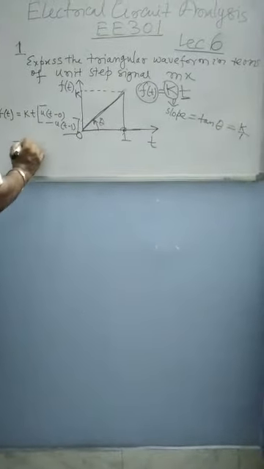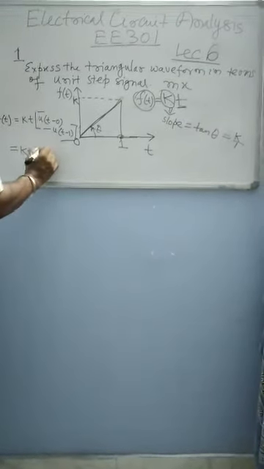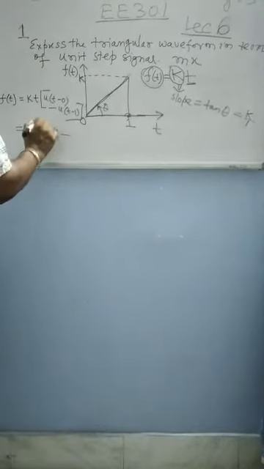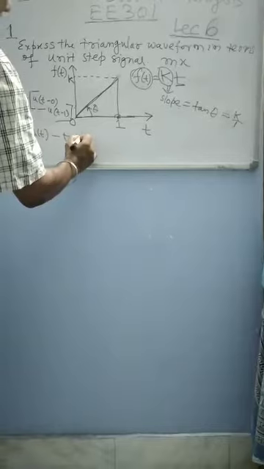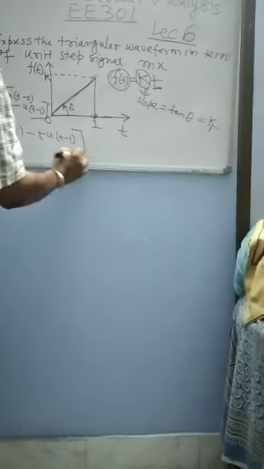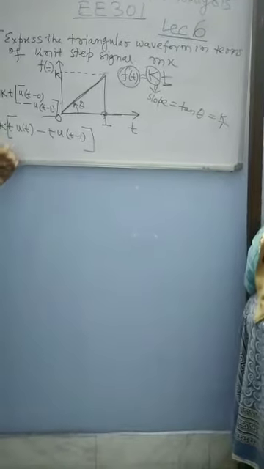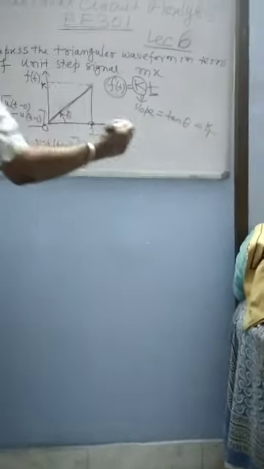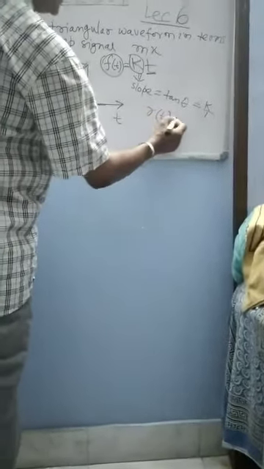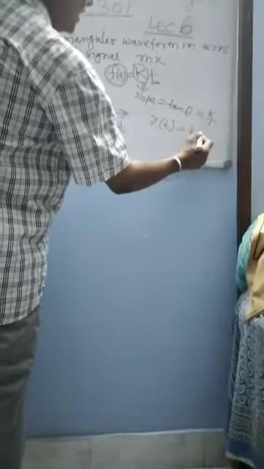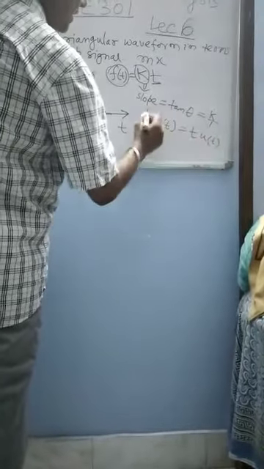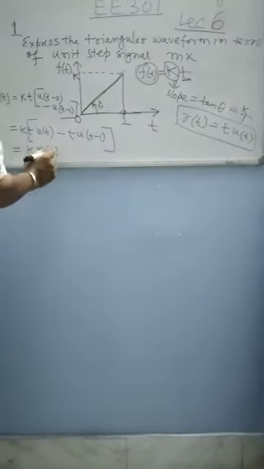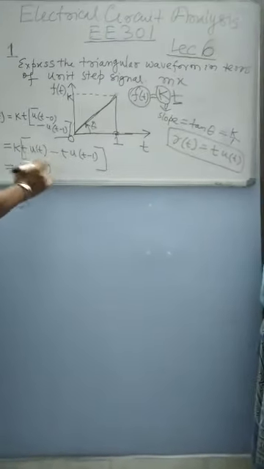So finally you can write kt u(t) minus kt u(t minus 1). So again you can write this as k r(t). You know what r(t) is, the ramp function. What is r(t)? r(t) is t u(t). This thing you may be knowing. The ramp function r(t) is equal to t u(t). So you can write t u(t) as r(t).